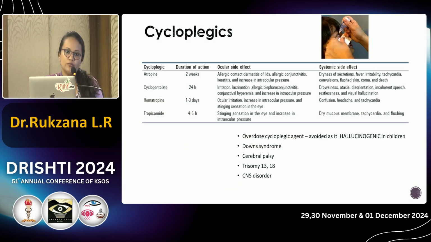As we all know, cycloplegics have a number of side effects. Overdose of cycloplegic agents should always be avoided in children with Down syndrome, cerebral palsy, trisomy 13-18, and CNS disorders, as it can be hallucinogenic.